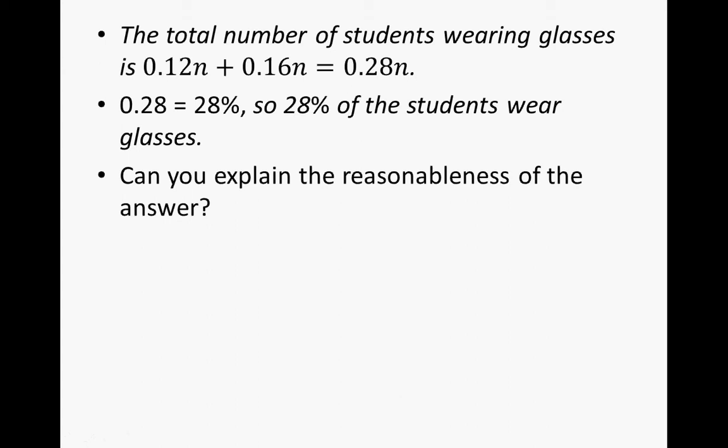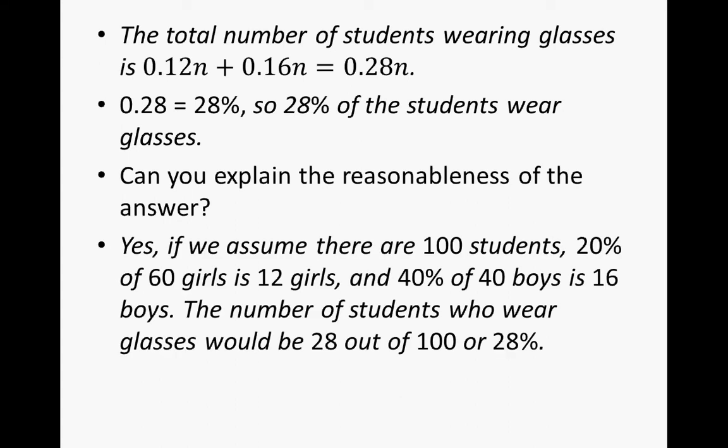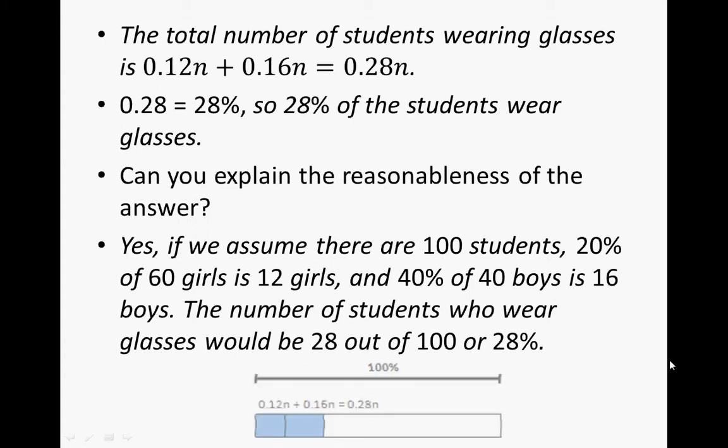Can you explain the reasonableness of the answer? Well, yes, if we assume that there's 100 students, then 20% of 60 girls is 12 girls, and 40% of 40 boys is 16 boys. The number of students who wear glasses would be 28 out of 100, or 28%. So here is what we would have. If this is 100% of the student population, then this would be about 28% of that student population. Again, we don't need to know what the population is, but we can figure out what percent of whatever population is going to probably be wearing glasses.